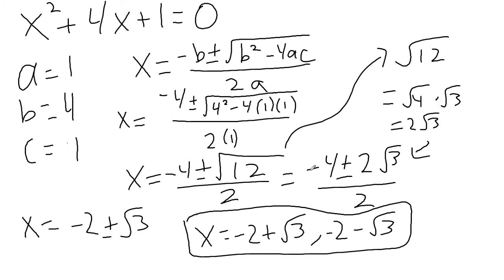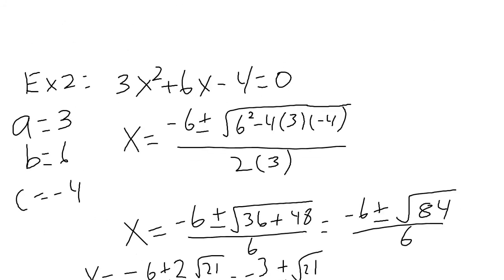So you can plug that back in, so you get x equals negative 4 plus or minus 2 root 3 all over 2. And everything, the top and bottom, is all divisible by 2, so you can just cancel out the 2's. So x equals negative 2 plus or minus the square root of 3. So these are your two solutions, x equals negative 2 plus square root of 3, and x equals negative 2 minus square root of 3. Let's do one more example.